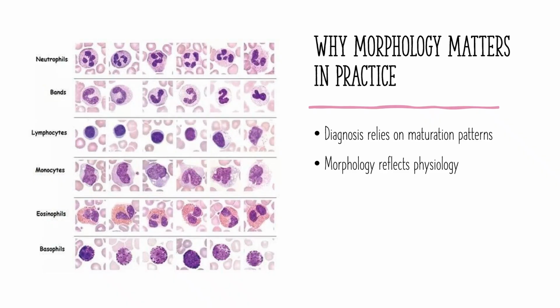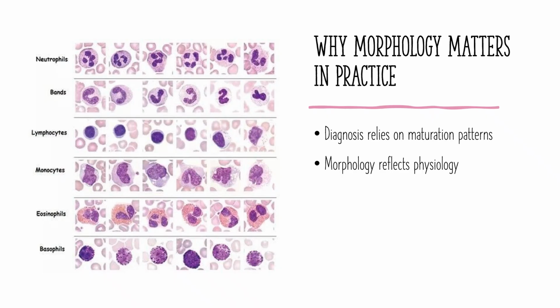This final concept slide answers the big question students often have. Why do we spend so much time memorizing cell appearance? Because in hematology and histotechnology, diagnosis begins with morphology. Patterns of maturation tell us whether hematopoiesis is proceeding normally or whether something has gone wrong. When maturation stops prematurely, you see blasts accumulate. When maturation accelerates, you may see increased bands or reactive changes. Morphology becomes a visual record of underlying physiology.